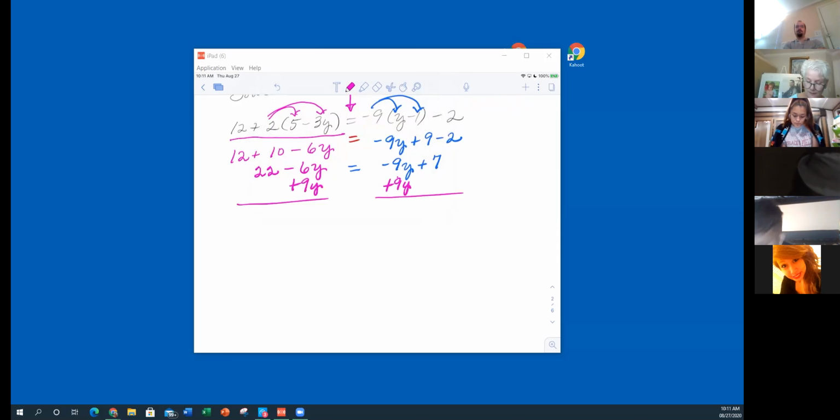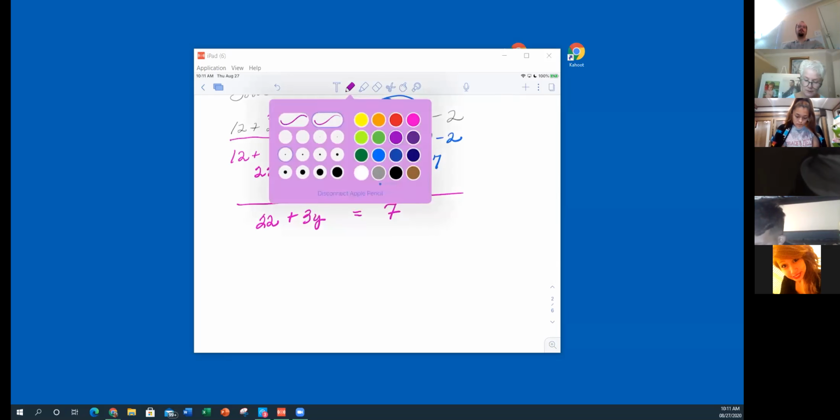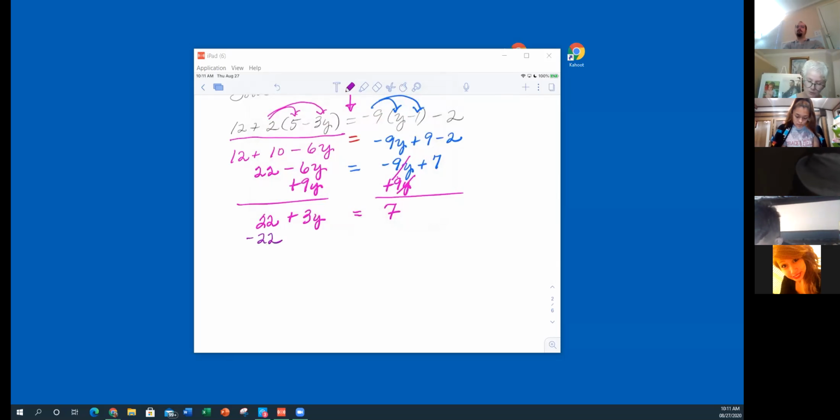So now what I have is 22 and negative 6 and 9. The signs are opposite, so I subtract: 9 minus 6 is 3, and because the larger number is 9, I keep the positive, so that's going to be plus 3y equals 7. And now I need to get the 22 on the other side, and that's a positive 22. So subtract. That is right. So I'm going to subtract 22 from both sides, and I get 3y equals 7 minus 22.